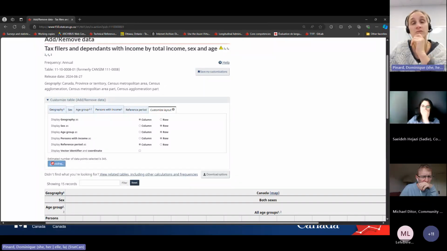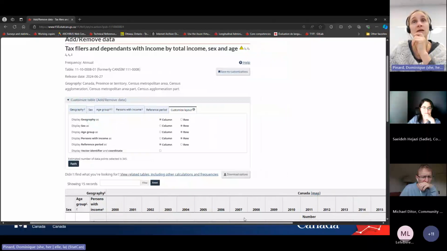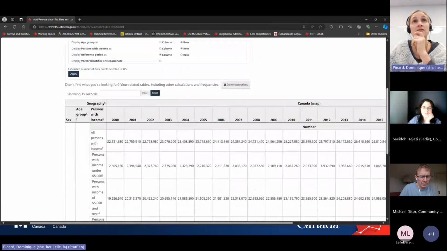I hope I'm not going too fast, but interrupt me if I'm going too fast. And so now what's at the top is the years. And then when I scroll down, I'm going to see my characteristics on the left.